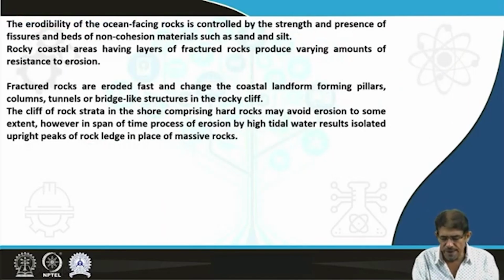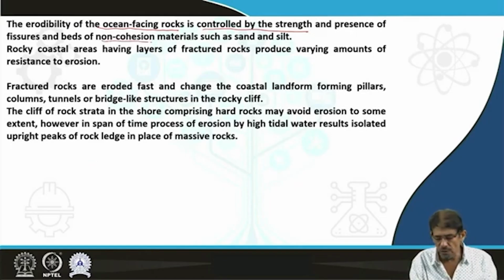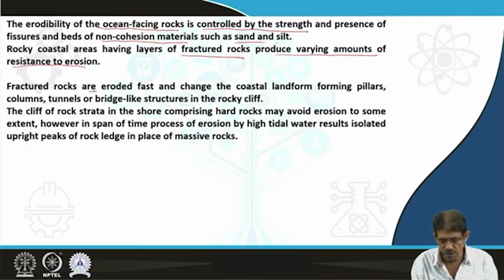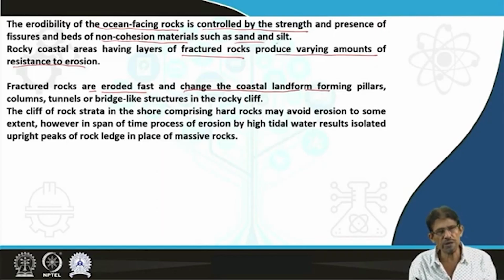The erodibility of ocean-facing rock is controlled by the strength and the presence of features or discontinuities and beds of non-cohesive materials such as sand, silt, gravels, etc. In a coastal area made up of rock mass having layers of fractured rock, there is varying resistance to erosion, but on the other side it also helps the erosion. Fractured rocks are eroded fast due to their loose nature, and they change the coast, forming pillars, columns, tunnels, and bridge-like structures like arches and the rock cliffs.